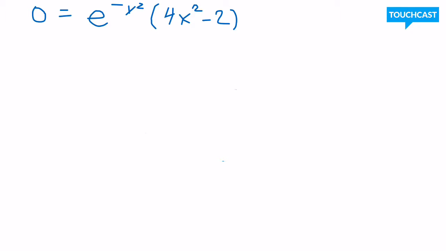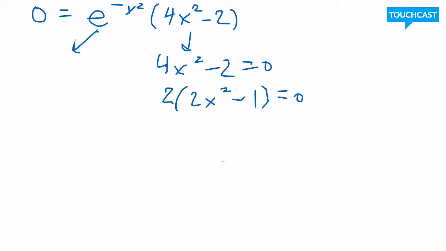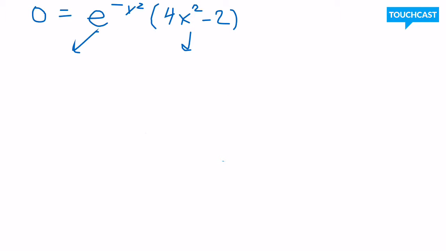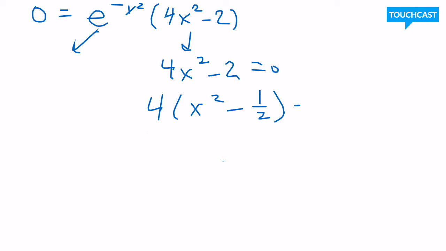The thing about e to the negative x squared is that it can never equal 0. Doesn't matter what exponent you put onto a positive number, the result's never going to be 0. So that meant 4x squared minus 2 had to equal 0. There's a couple ways to go about this. You might like to factor out a 4, I think is the fastest way. That makes x squared minus a half equals 0.